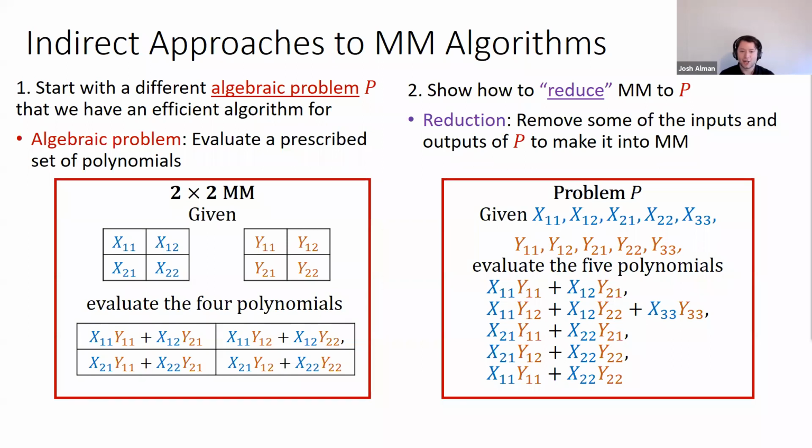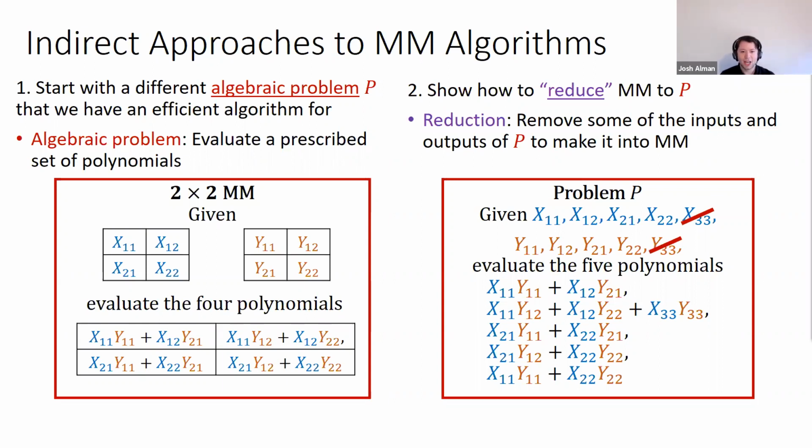Let's pretend we had a really, really fast algorithm for solving this problem P. So we have some black box that you put in these 10 numbers and it really quickly outputs these 5 numbers. And we want to use this for solving 2x2 matrix multiplication. One thing we can notice is that these variables x33 and y33 maybe don't seem so useful to us. So we're just going to remove them.